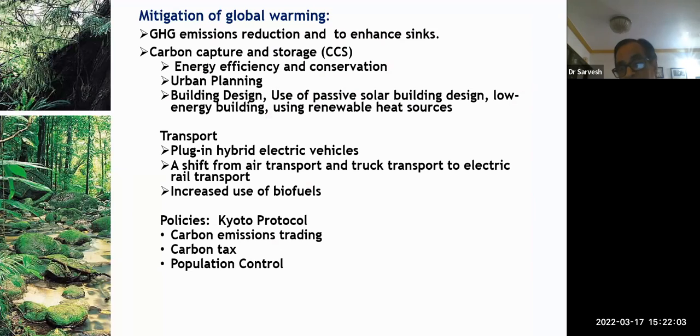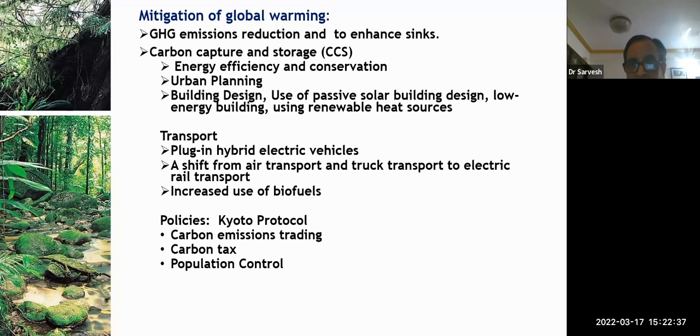What could be the mitigation strategies? Because these are happening. And whatever is in hand of the human being, in fact, because the mitigation has to be undertaken. Regarding the GHG emission reduction, to enhance the sinks, reduction in the concentration of the GHG, and to enhance the sink, that is the absorption capacity. And the carbon capture and storage is one method, that is the carbon sequestration. Energy efficiency and conservation is another way to reduce the GHG emissions.